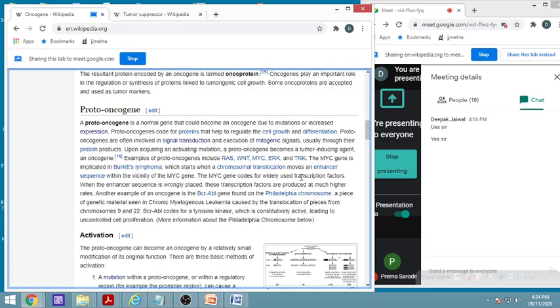This MYC gene is implicated in Burkitt's lymphoma, and it starts when there is a chromosomal translocation. We have seen chromosomal translocation: in a pair of genes, some portion of the previous gene is exchanged with the other. In insertion, only one portion goes to the other, but when there is an exchange, we call it a translocation. So these are RAS, WNT, MYC, ERK, TRK. MYC in Burkitt lymphoma has a chromosomal translocation. It moves next to an enhancer sequence, so it enhances the sequence of RNAs within the vicinity of the MYC gene, and it codes for widely used transcription factors.